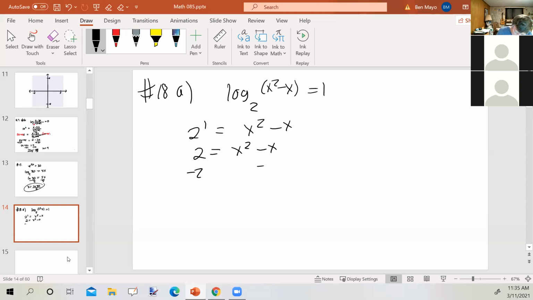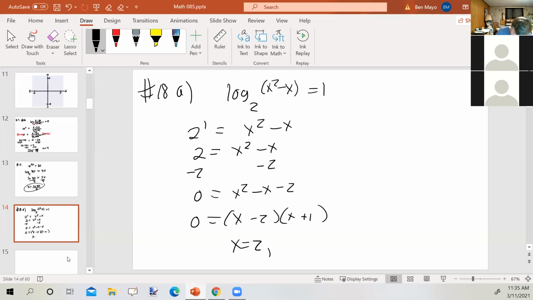We will subtract 2 from both sides. 0 equals x squared minus x minus 2. Well, now we have a quadratic or second degree equation. We can either solve it using factoring or the quadratic formula. I think this will factor fairly easily, so let's use that. Let's see, minus 2 and plus 1. So then we get x is 2 and x is -1.